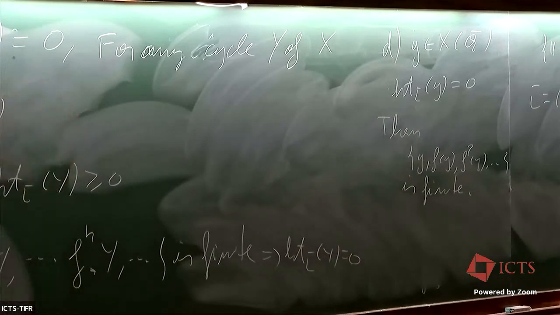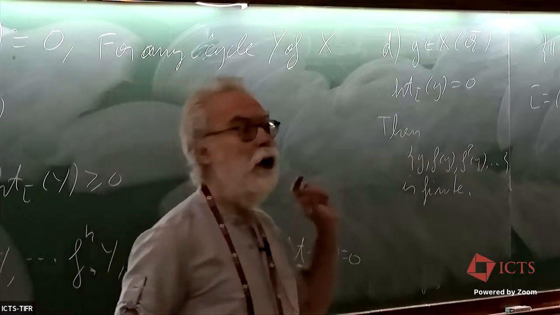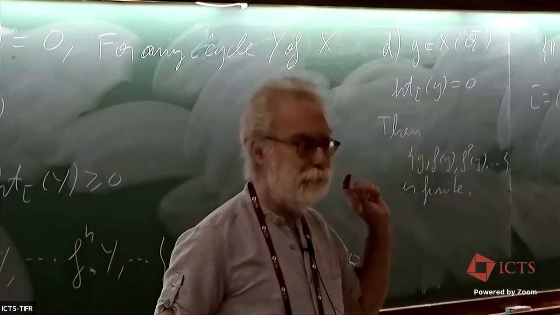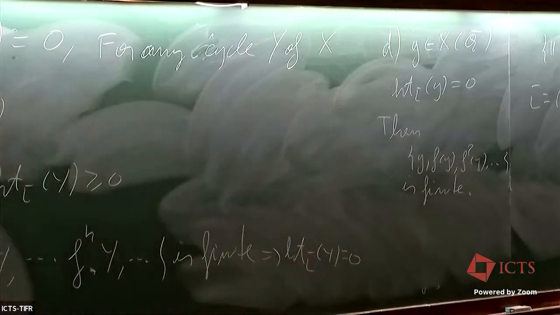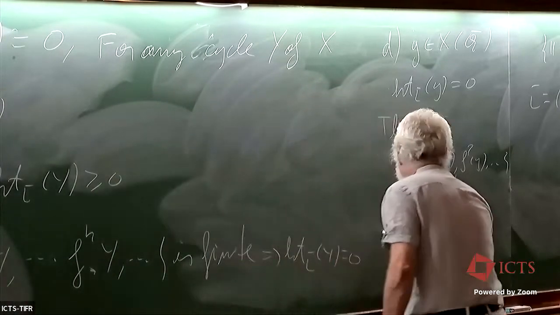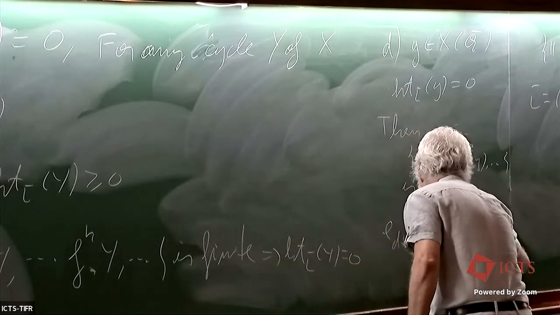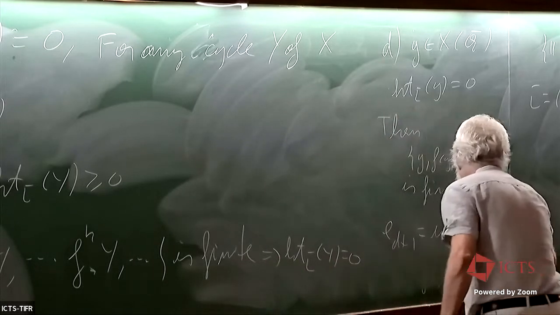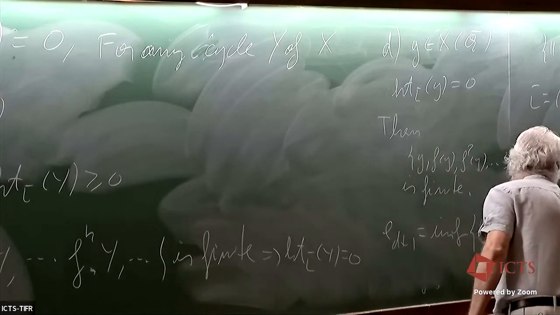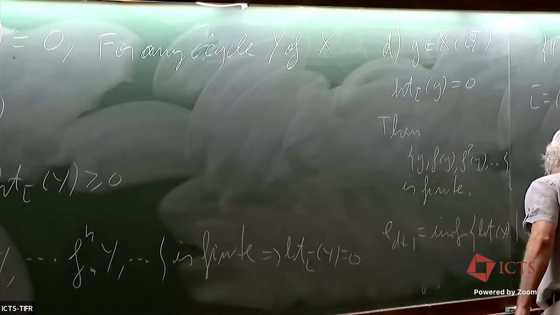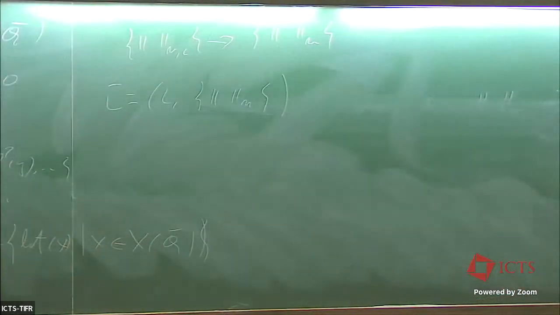Yeah, I defined this yesterday. These were the different minima of the variety, and in some sense there are two important minima. The first, e_{d+1}, is just the infimum of the height of x for all x inside X(Q̄). So it's the absolute minimum of the height.